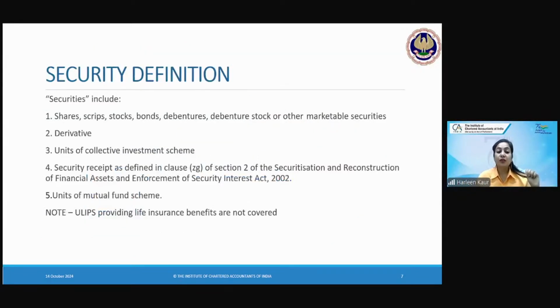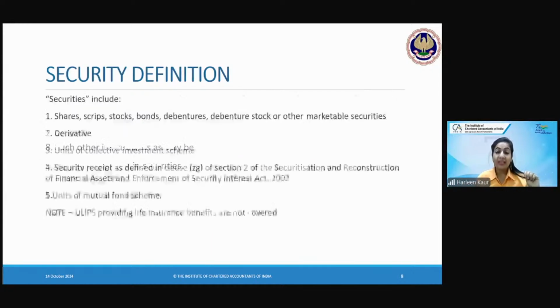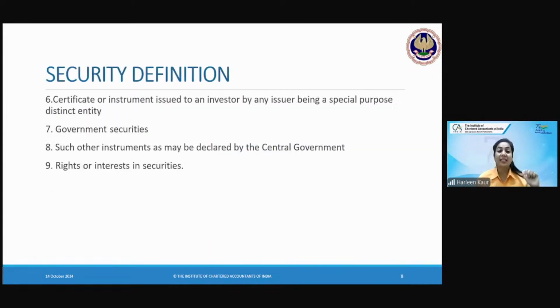So in the definition of securities, we have done what are securities. So the question to all my dear students is, can we say that units of collective investment scheme are part of securities under the Companies Act? Yes or no? What is the correct answer?